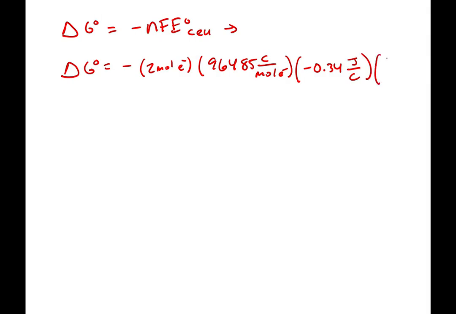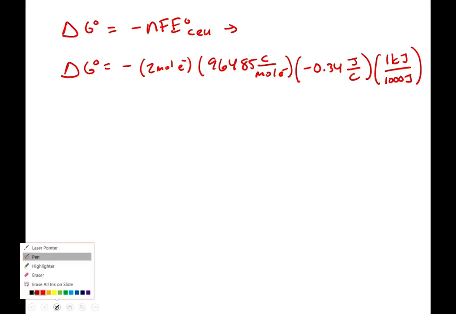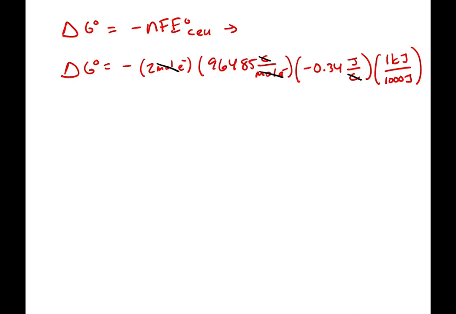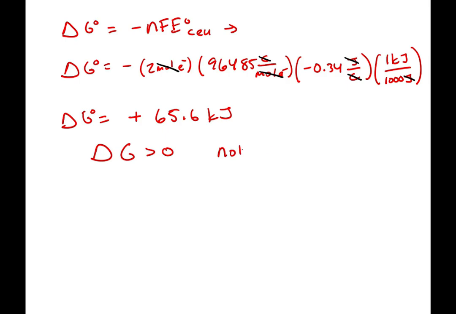We can also convert this into kilojoules, so we'll divide both sides by 1,000, because that makes the numbers a little bit easier for us to deal with here. The moles, the coulombs, and the joules cancel out, and I'm left with just units of kilojoules. And what we find is that the value of delta G standard comes out to positive 65.6 kilojoules. Now, because delta G is greater than 0, this process is not spontaneous.